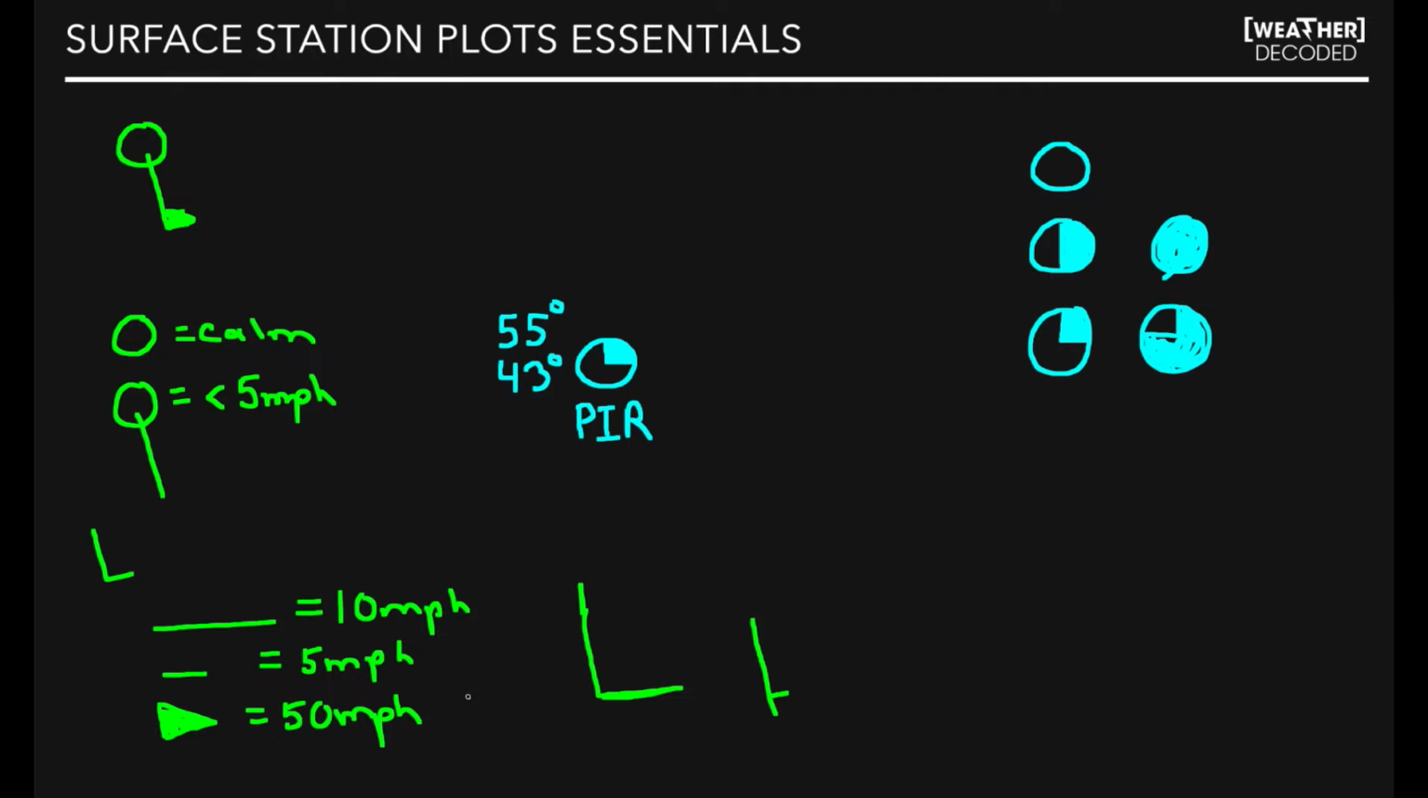Let's do an example. How about 15 miles per hour? This is going to use both of them. So you draw your 10 miles per hour stick, okay, and then you add 5, because 10 plus 5 equals 15. So you draw your little 5 dash. Here's 10 miles per hour here. Here's 5 miles per hour there. Those together equal 15 miles per hour.